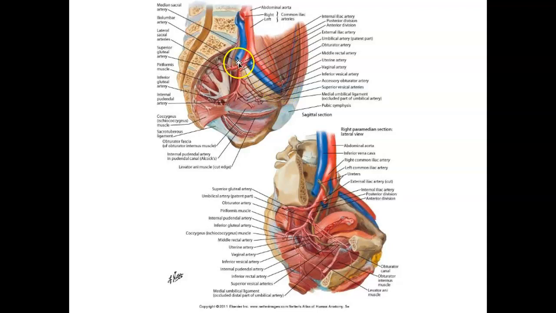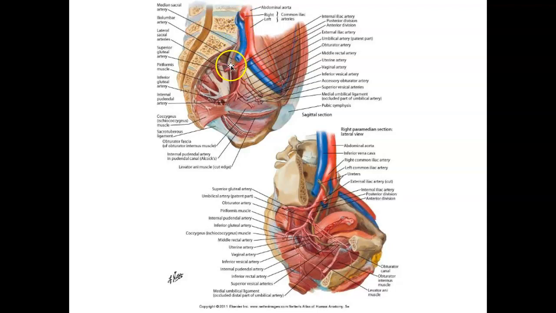So if we look here, you can see a good shot of this internal iliac, and there's a posterior branch, and there's also an anterior branch here. So if we look at the posterior division first, the first thing you'll find is this median sacral artery that kind of ascends up the front of the sacrum toward the lumbar spine. You can see that here.